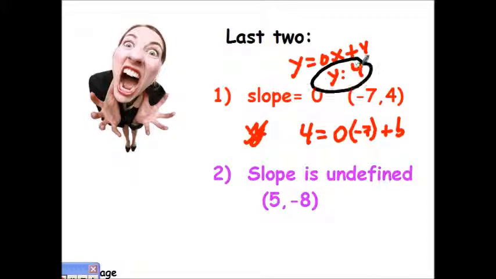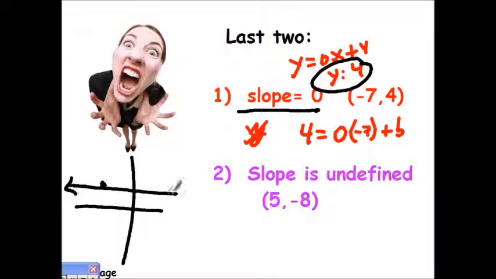We probably could have gotten this just directly because we know that if the slope is 0, it must be a horizontal line. And so if you think about where negative 7, 4 is, right around here, horizontal line, well, what's true about all the points in this line? What's true about all the points in that line is that y equals 4. That's what this says.